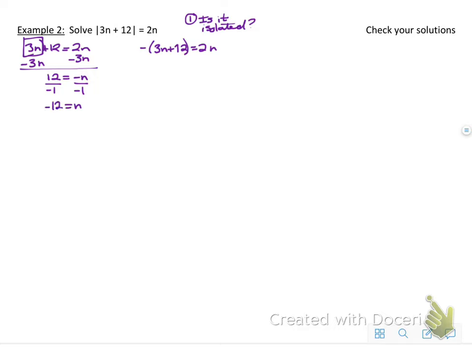Then we're going to come over here. We're going to distribute the negative. We get negative 3n minus 12 equals 2n. Add 3n to both sides so that negative 12 equals 5n. Divide by negative 12, and you get that, oops, I don't want to divide by negative 12, I'm sorry. You divide by 5, because we want the n by itself. So that n equals negative 12 over 5.